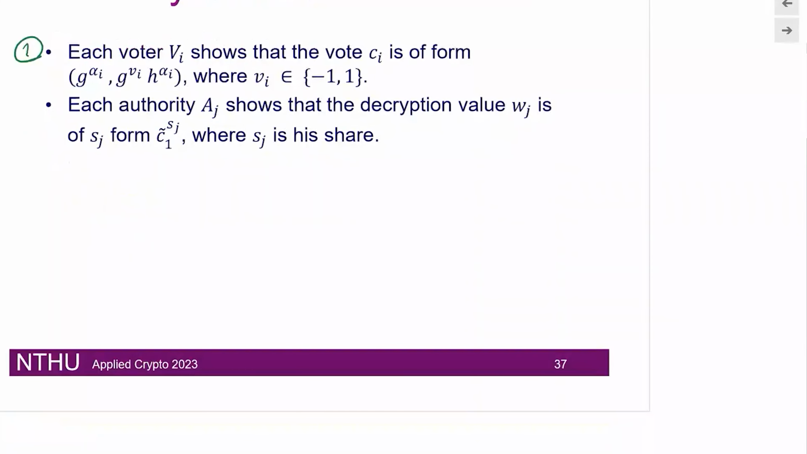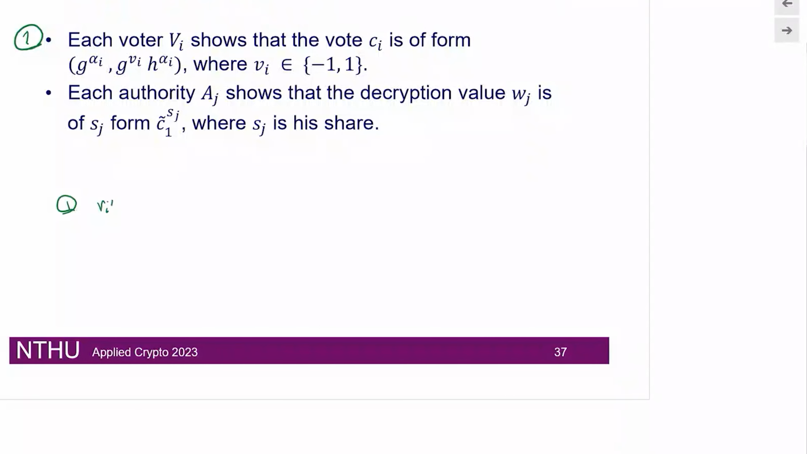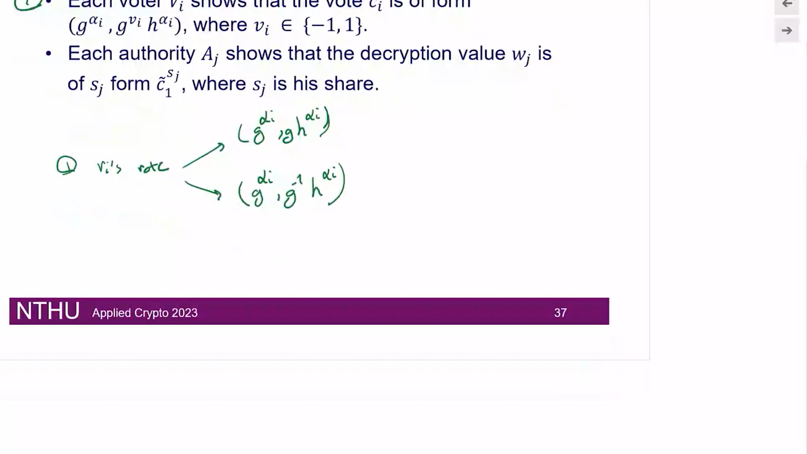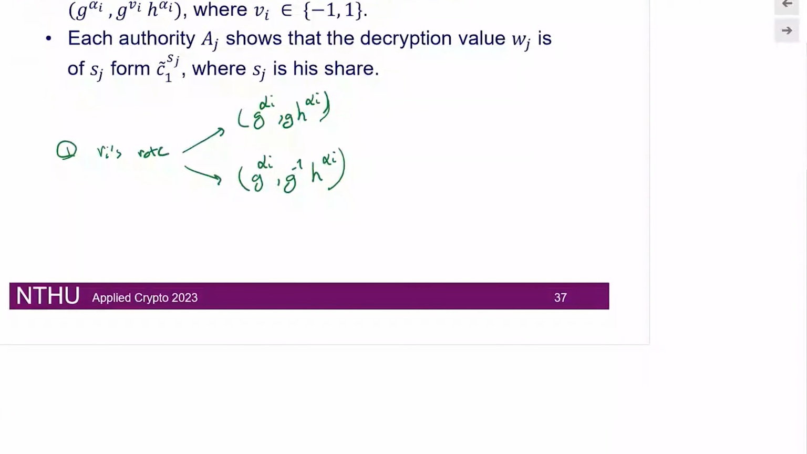For case number one, we are looking at Vi's vote, and it has to be one of these: g to the alpha i, or g to the alpha i and g to the minus 1 h of alpha i, right? So it has to be in one of these formats. This is the first thing that we need to discuss. That is case number one.